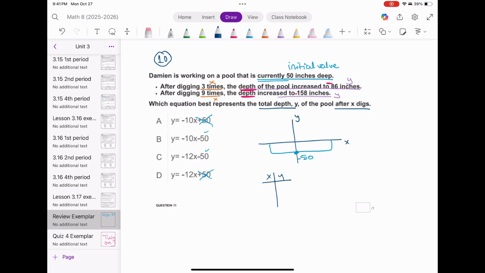So I have my points and I put them on a table. If you were confused about the 50 being negative, it's okay. You can still get the answer from the table, but you have to know that whenever it says the depth of the pool increased to 86 inches, although it says increased, it's talking about depth, right? Depth is underground. So that's going to be negative 86. If you put your 2 points in decimals, you'll get negative 12x minus 50.